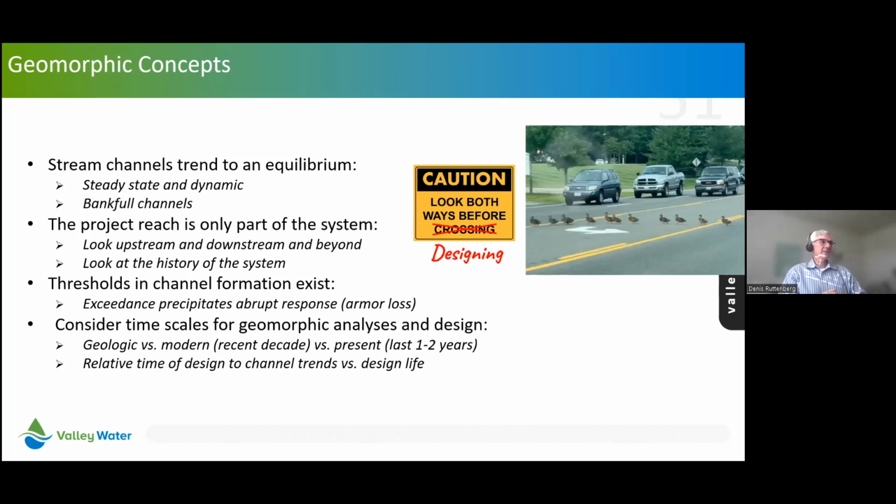Consider a time scale, the geologic time scale versus the modern time scale. What is the design life of your project, and what's happening in the channel? What is the general geomorphic trending of your channel? Like if you see the sediment pulse from fire and you think it's going to take 5 years to go from headwaters to the bay, think about what's going to happen. Or if you found a nick point down below and you can't fix it, how long is it going to take that nick point to reach your site, and what do you need to do about it?